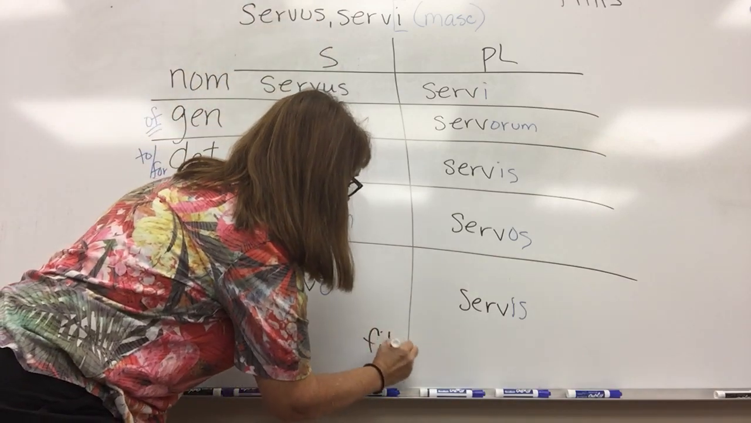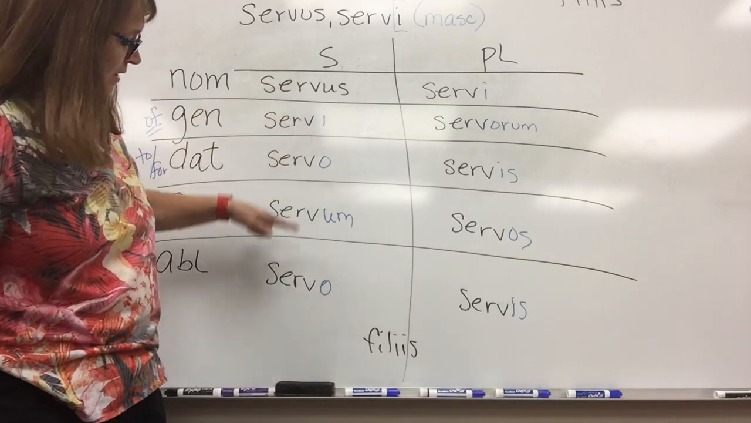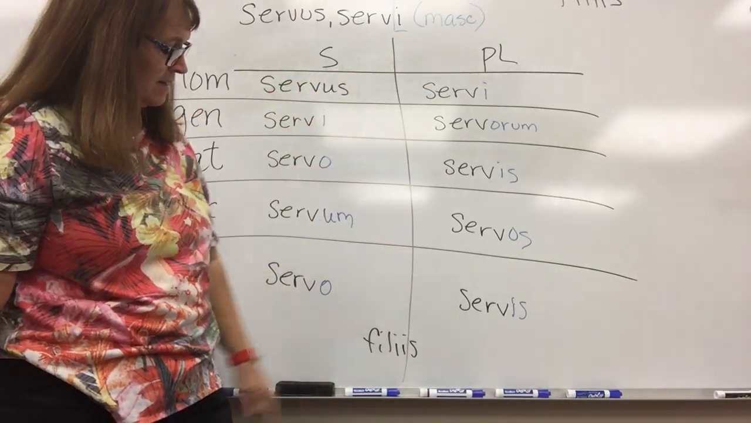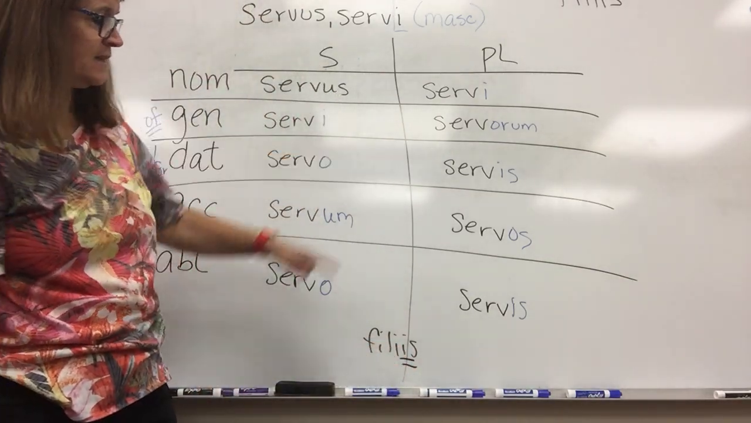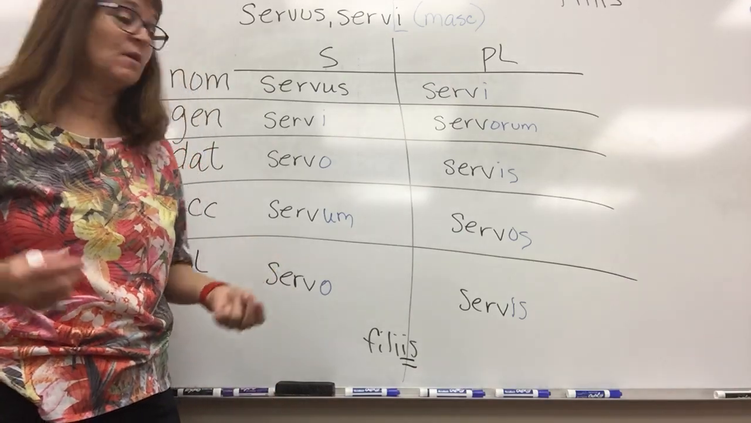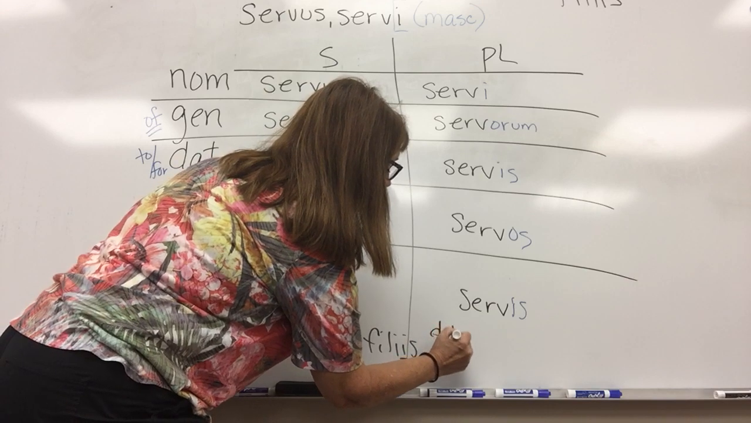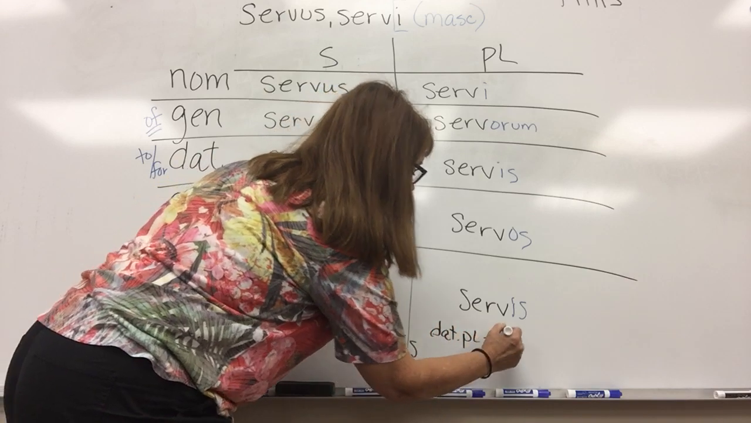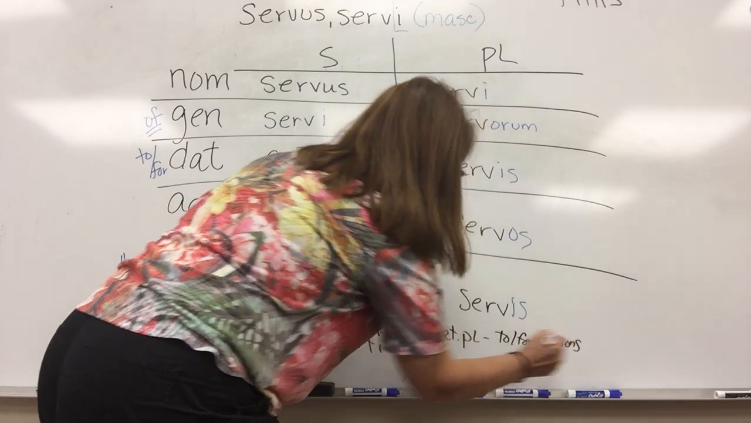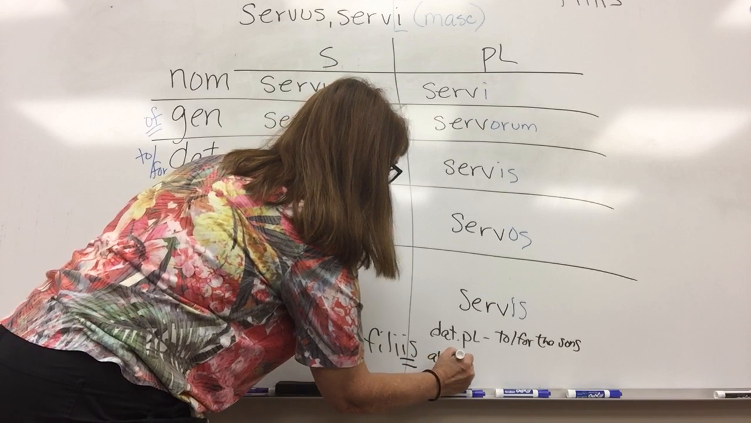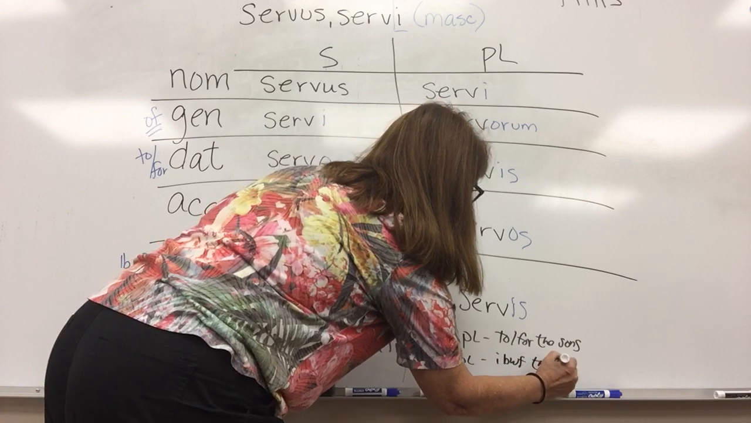Okay, filiis. So if we look at that word, and we look at our second declension masculine, where do we see the is? We see it in 2 places, and we write both those down when it says tell what forms. So we have dative, plural, and then we translate to, for the sons. And then we have ablative, plural, in, by, with, from the sons.